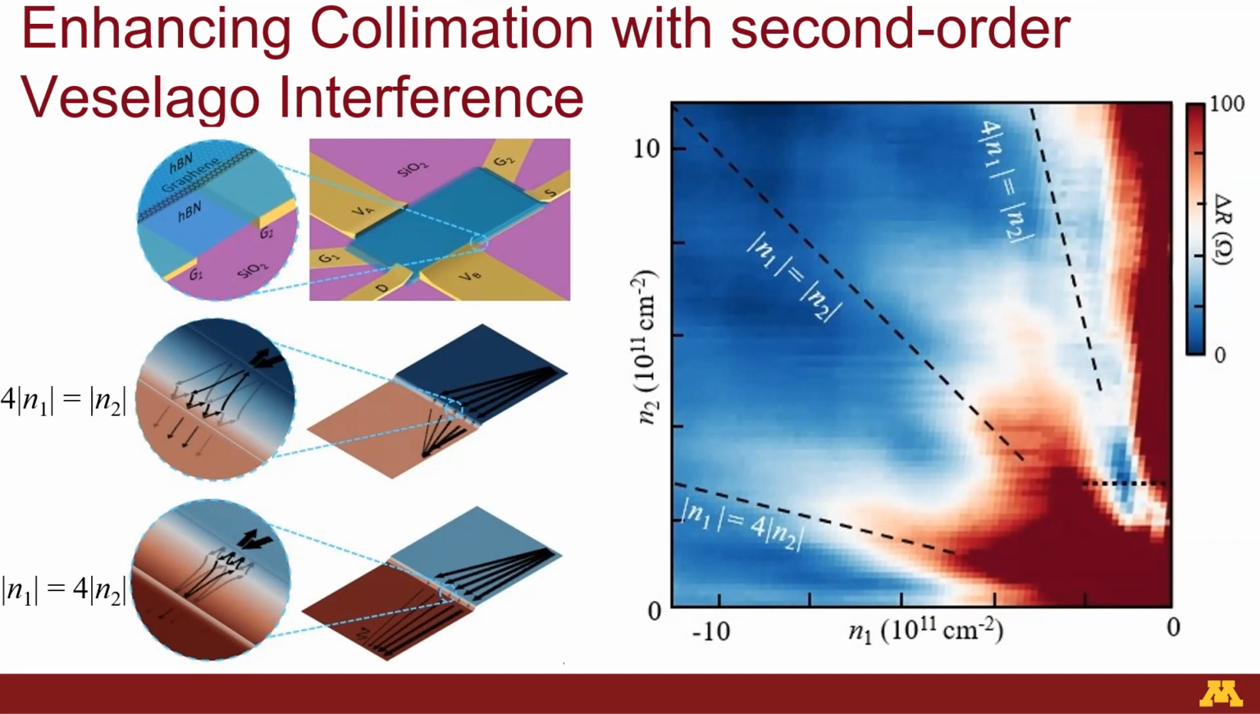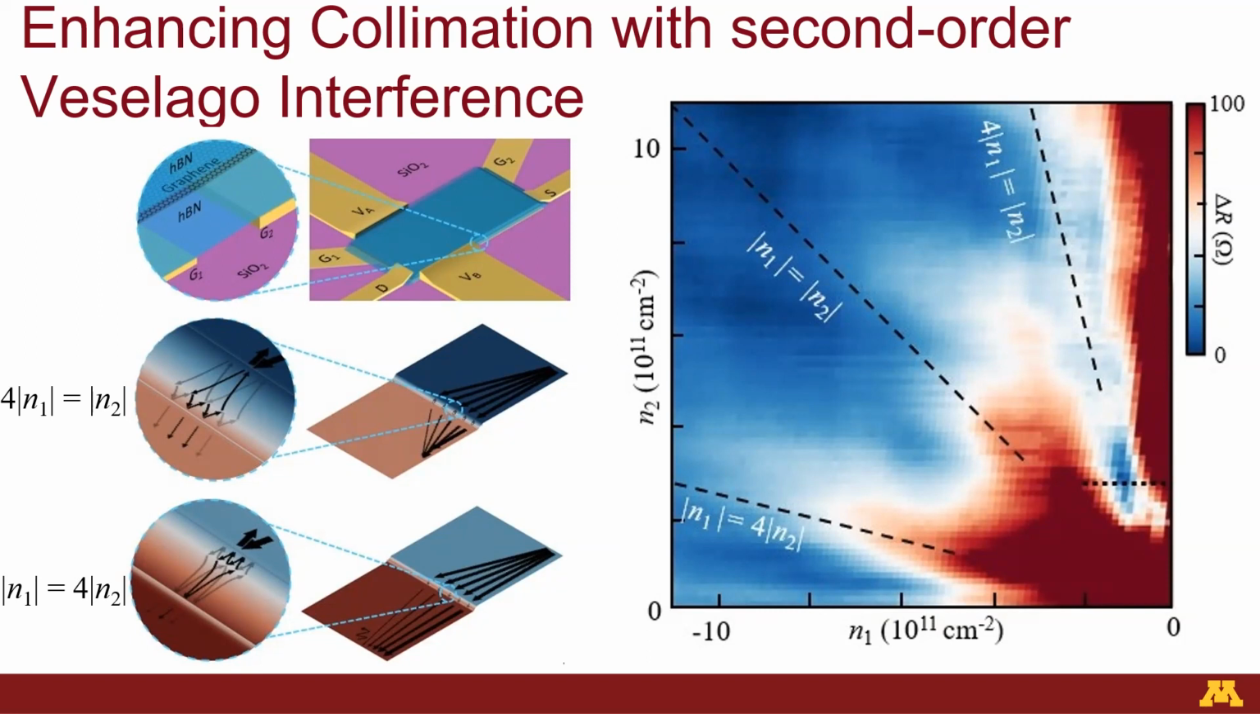So two 1 micron wide voltage probes are placed at the top and bottom edge of the graphene on top of gate 1. Carriers are injected from the source contact and collimated by the cavity wall, allowing only a small fraction of carriers with small incident angle to enter the cavity. The image on the right is the transverse resistance as a function of N1 and N2.